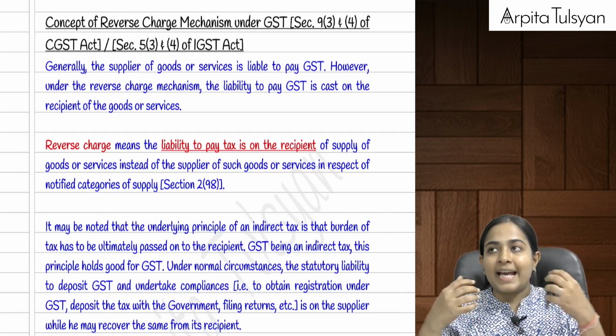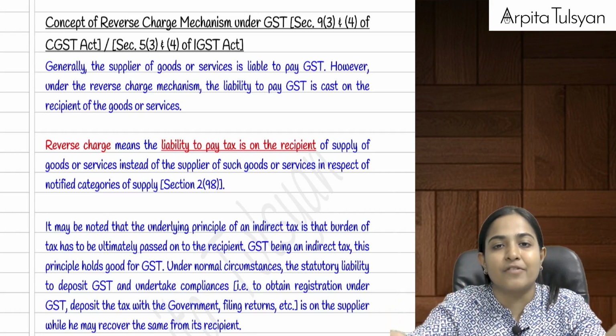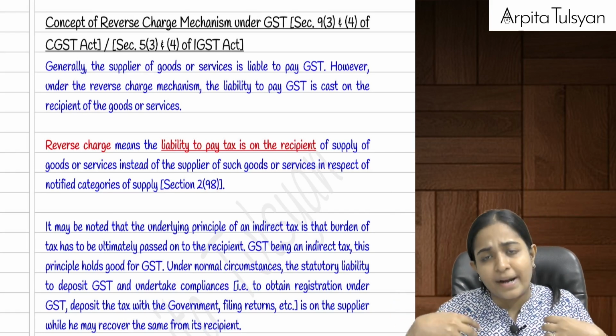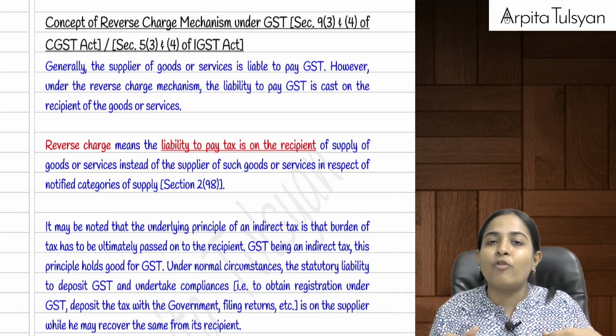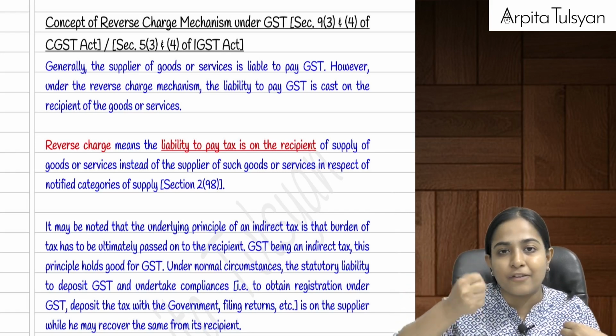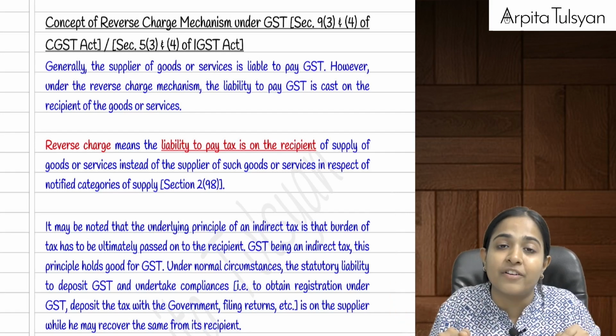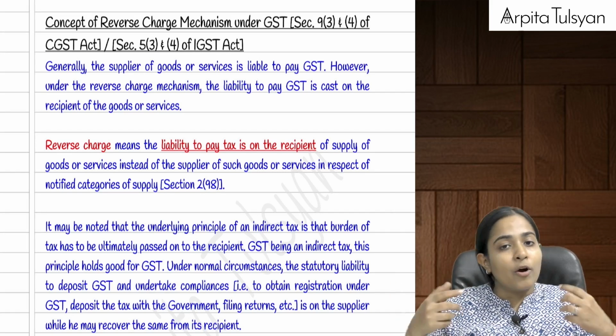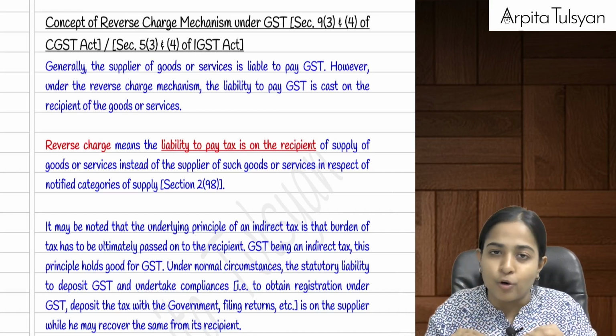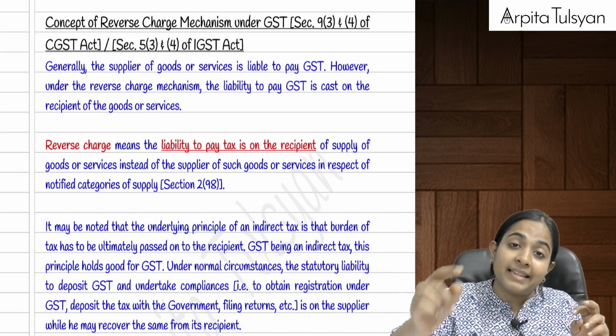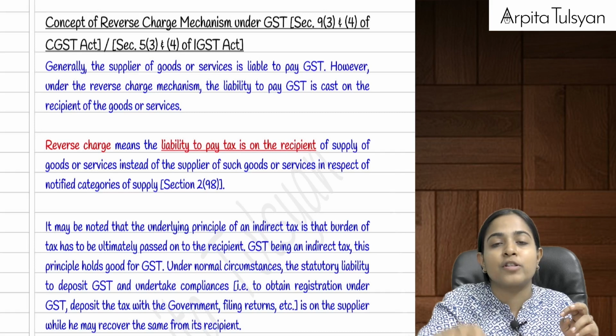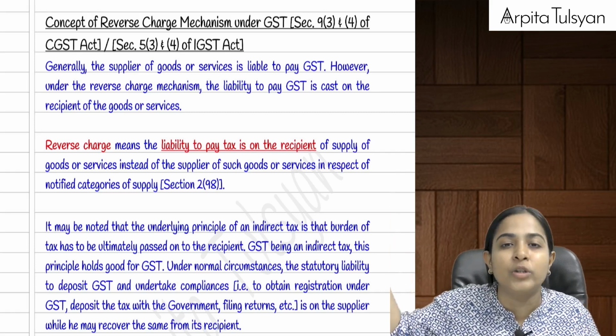Now let's say I am the supplier. I am providing some services to you, just as an example. Normally, what am I supposed to do? I am supposed to charge the GST from you and then pay it to the government. But in case of reverse charge mechanism, what is going to happen? I am just going to charge the value of goods or services from you, but the tax on that value will be paid by you to the government.